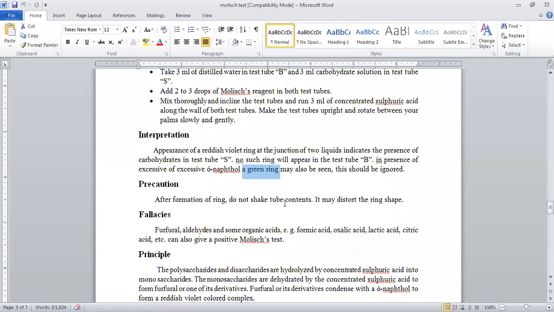In the blank test tube, there is only distilled water. So that's why there will be formation of a green ring. And that green ring is only due to the presence of alpha naphthol, which is present in the Molisch reagent. And the reddish violet ring means carbohydrates are present.